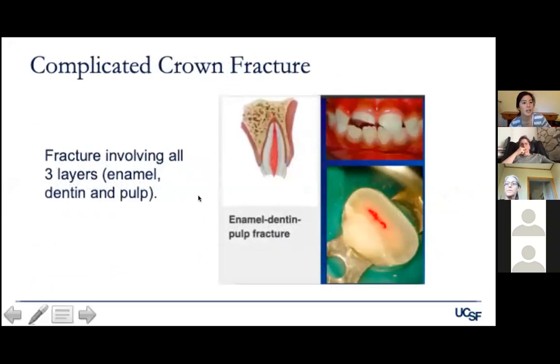With complicated, it involves all 3 layers. So as you can see in this picture, you can clearly see the enamel, dentin, and pulp. The pulp contains that nerve and blood supply, so you're going to see bleeding from the center of the tooth. And a lot of times, as you go farther down onto the crown, more towards the root of the tooth, you're more likely going to have a pulp exposure. And this is not ideal because then the nerve and the blood supply can eventually be lost, but it depends on a couple of different factors.